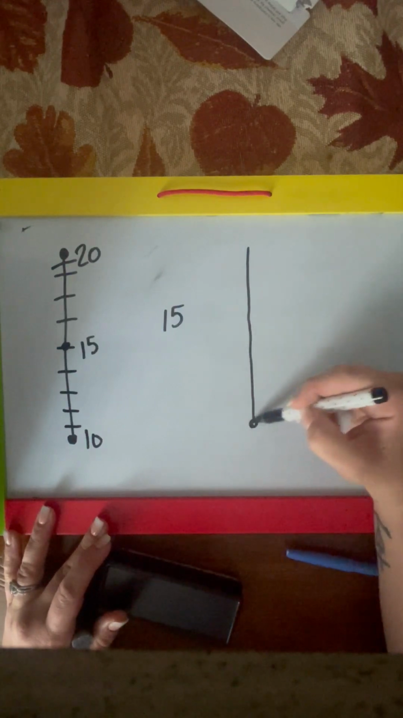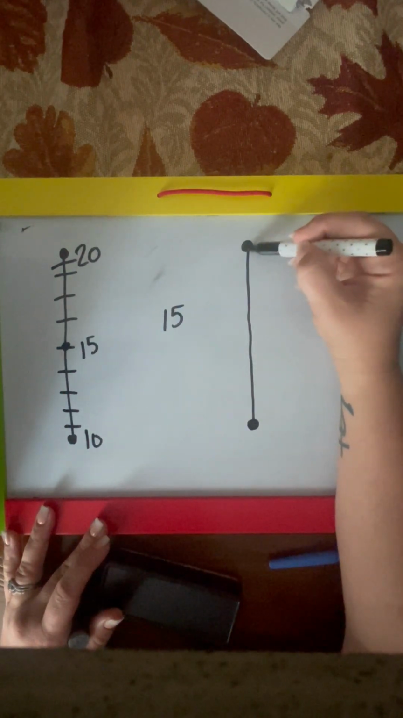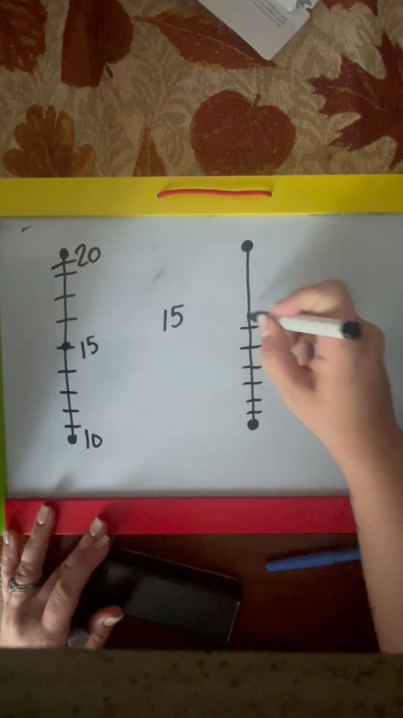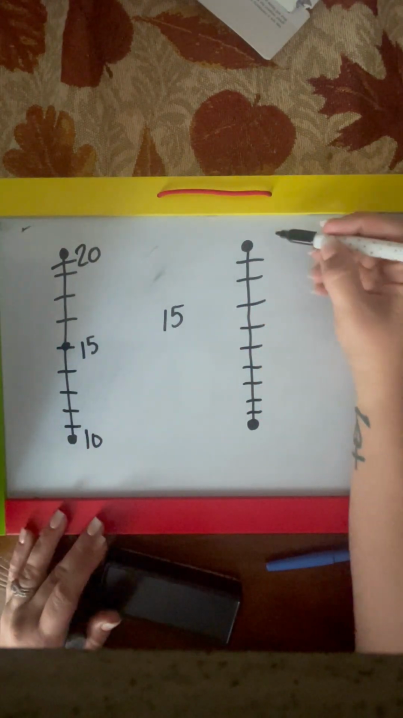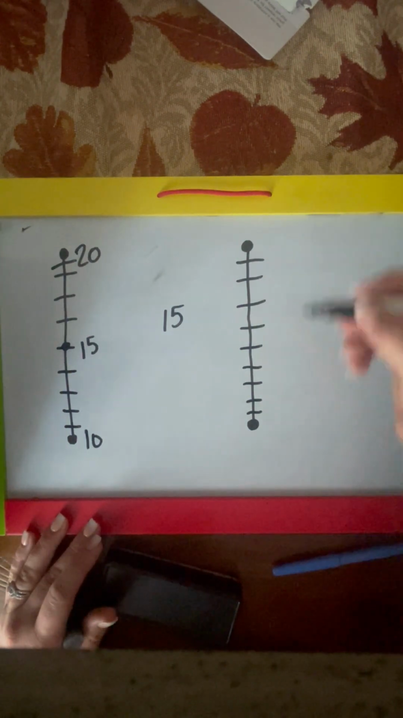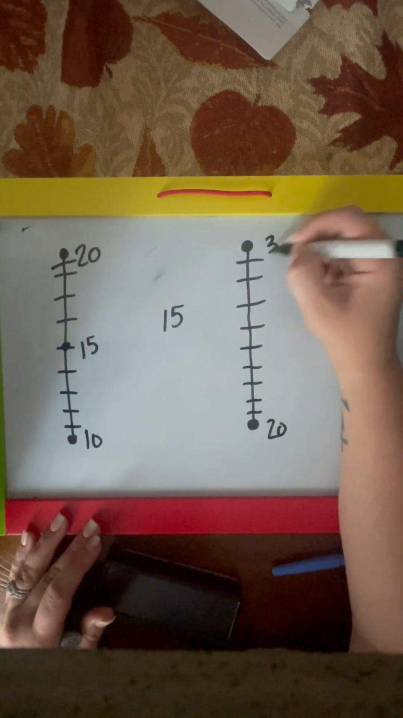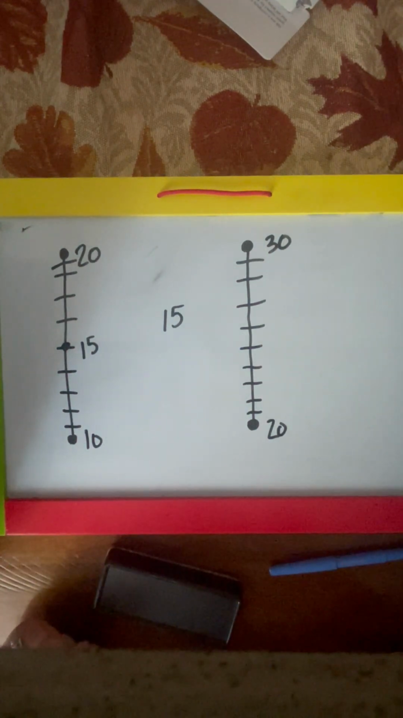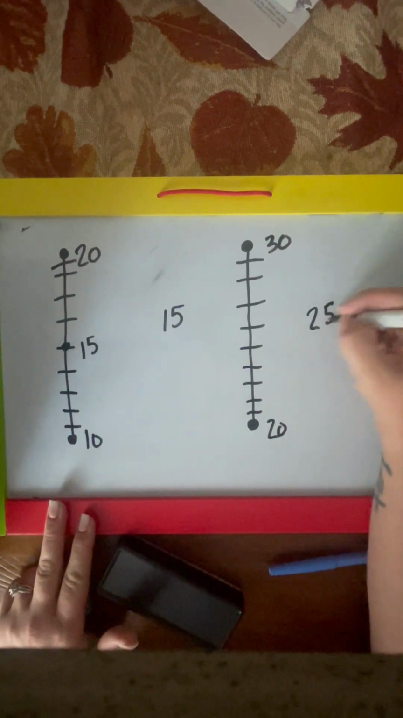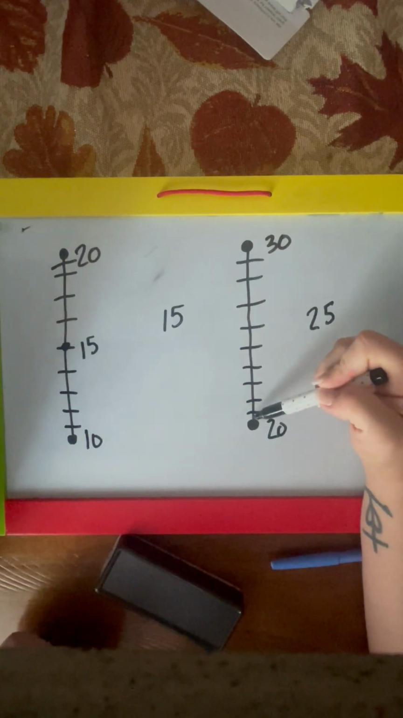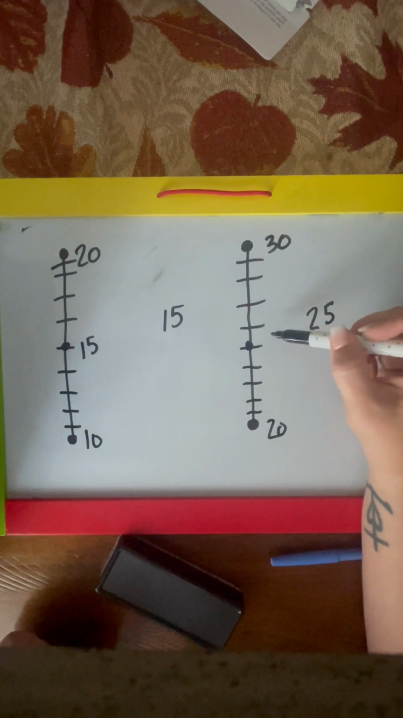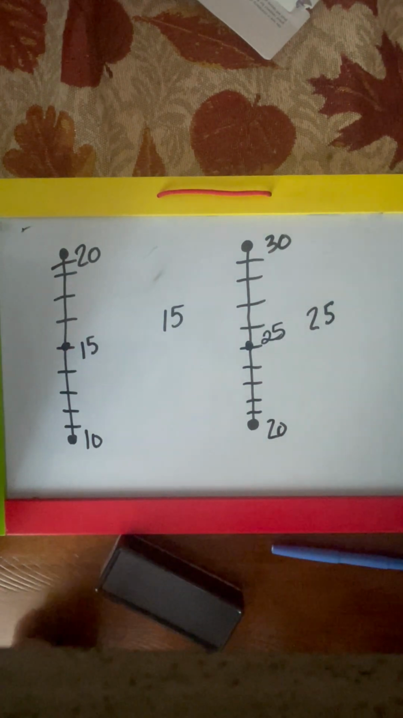Make our endpoint and do our lines. Okay, and let's do 2 tens and 3 tens. What is the halfway point between 2 tens and 3 tens, class? 25. Great job. Now let's mark this on there. Then 1, 2, 3, 4, 5. Make that 25. Okay.